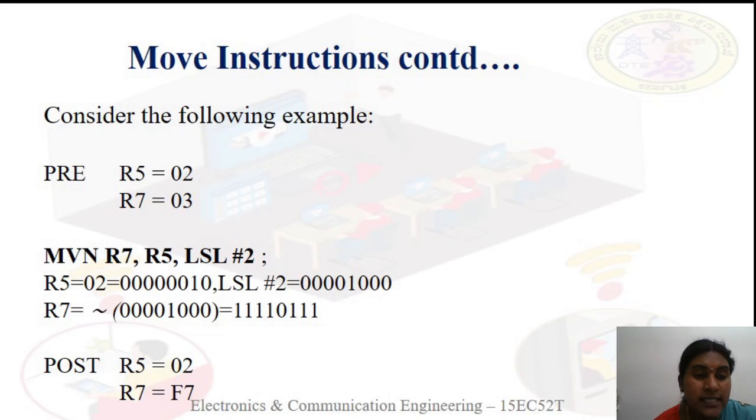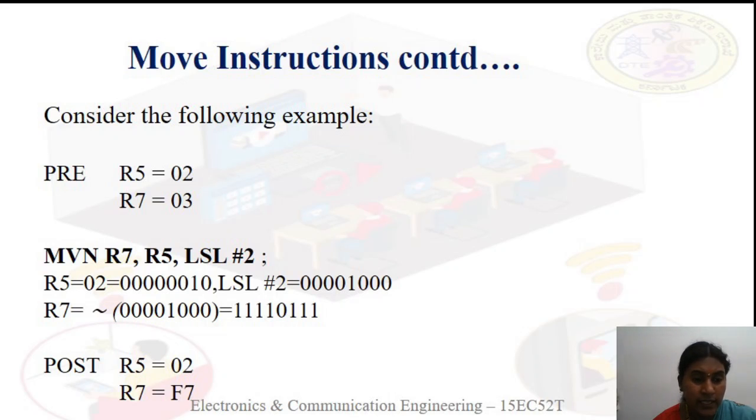Okay, now consider one more example. Here I took R5 equal to 0x02 and R7 equal to 0x03. Now MVN R7 comma R5 comma LSL immediate 2. You see here whether there is any shifting operation in the source register. Yes, there is a shifting operation, that is you have to shift left by 2 times. Logically shift left the content of R5 by 2 times.